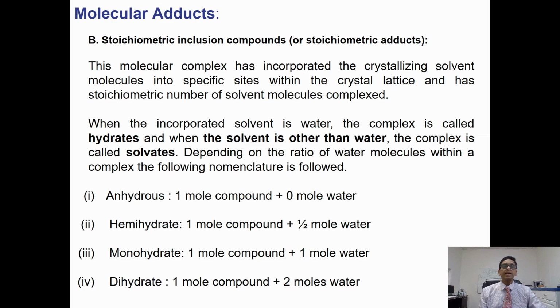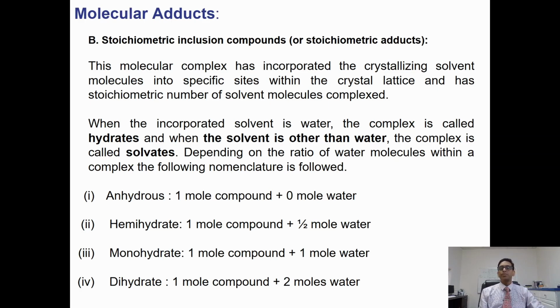The second type of molecular adduct is called stoichiometric inclusion compounds or stoichiometric adducts. This molecular complex has incorporated the crystallizing solvent molecule into a specific site within the crystal lattice, with a stoichiometric number of solvent molecules complexed. So in this stoichiometric inclusion compound, the solvent molecules entrapped in the internal structure are accounted for in stoichiometric numbers. When the incorporated solvent is water, we call it a hydrate. When the solvent is other than water, we call it a solvate.